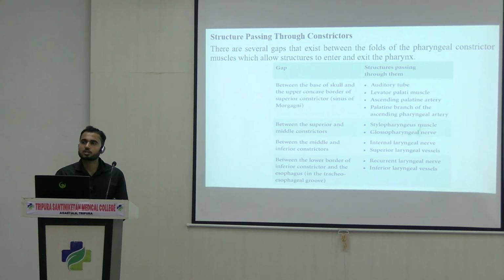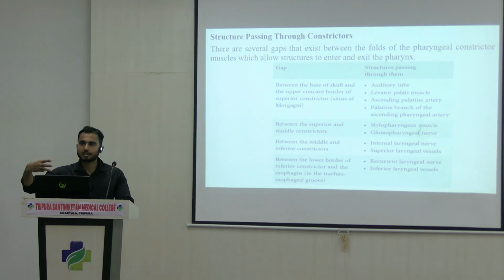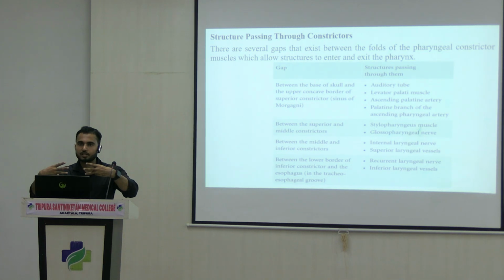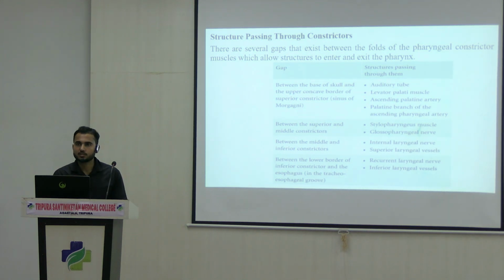So how many constrictor muscles are there? Three pairs of constrictor muscle. That means on the right side there will be three muscles, and on the left side there will be three muscles. Now in between these three muscles there are some spaces, and a few structures are traveling through that space. Either they are going inside the pharynx or they are coming out of the pharynx.